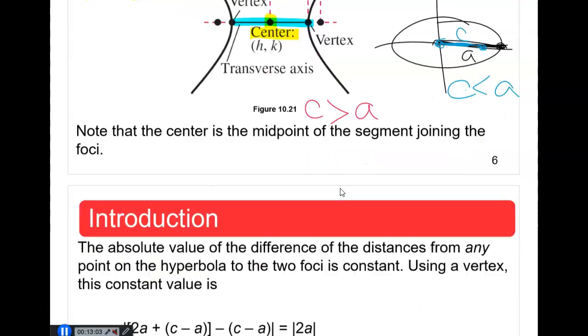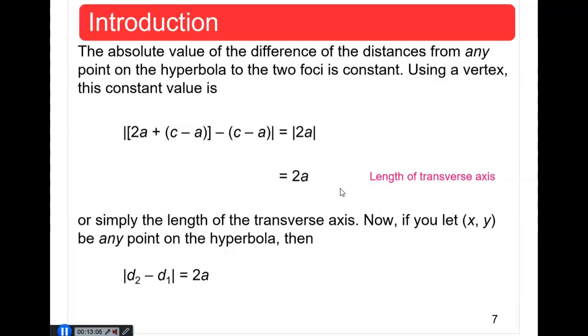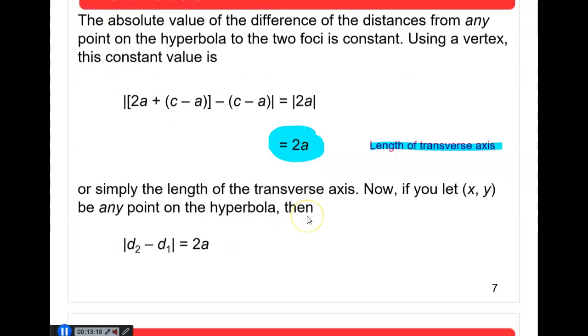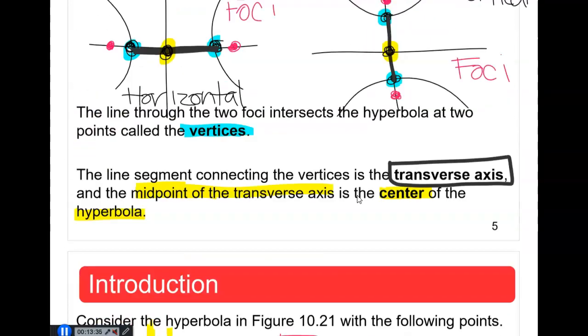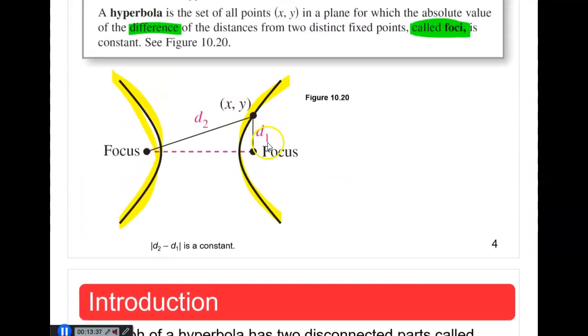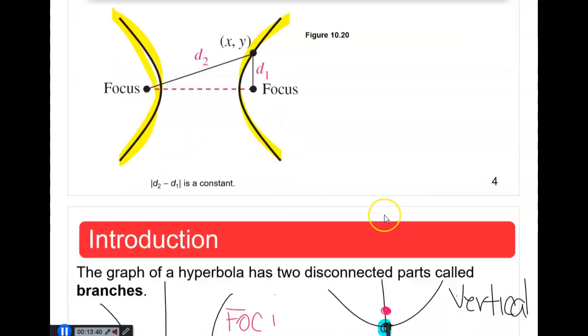So that length of the transverse axis being equal to 2a will help us as well to find, once we write our equation, the standard form. And so here it is coming, the standard form. Just to remind you that 2a is also equal to the difference of those 2 points that we were discussing from the beginning of the section, the ones right here, D2 minus D1.